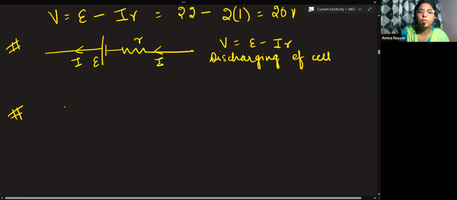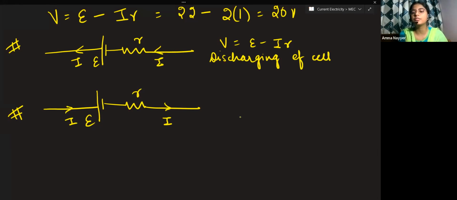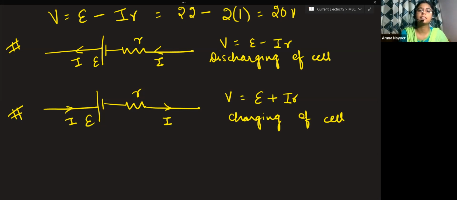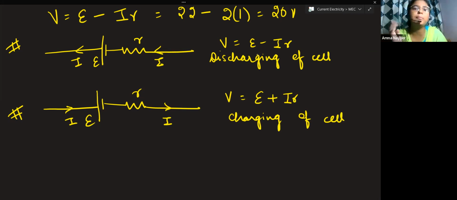Contrary to this, if you have the cell connected and this is the internal resistor and current is coming out from the negative terminal, it seems that current is moving into the battery. This is EMF, this is internal resistor, this is the direction of current. Then we call it charging of the cell. So V in this case becomes E plus Ir. If you see this direction of current, then instead of subtracting, use E plus Ir.